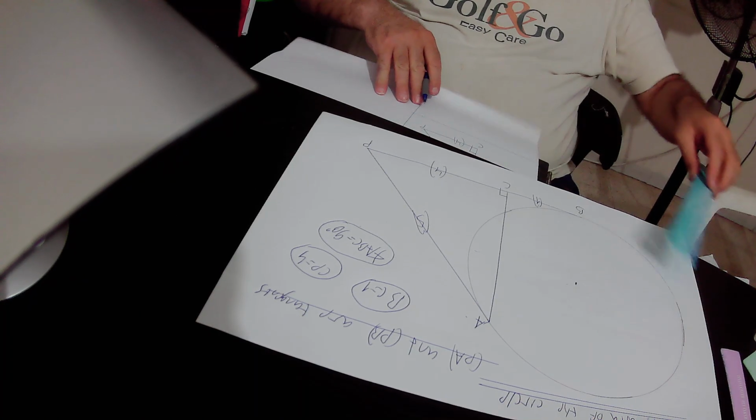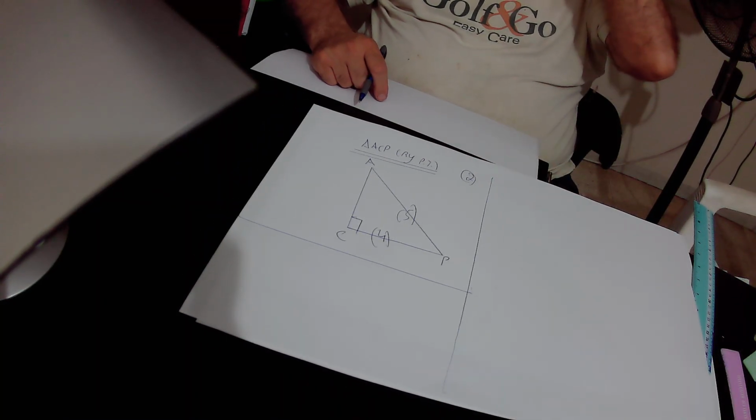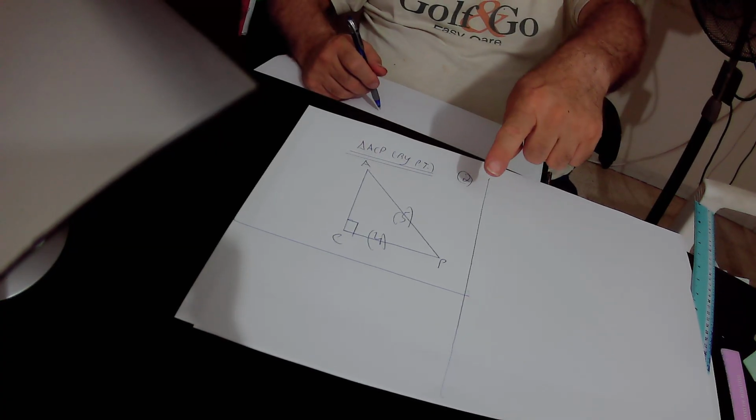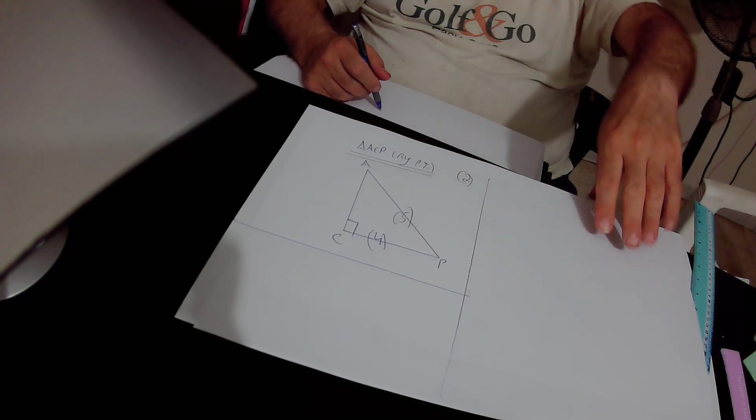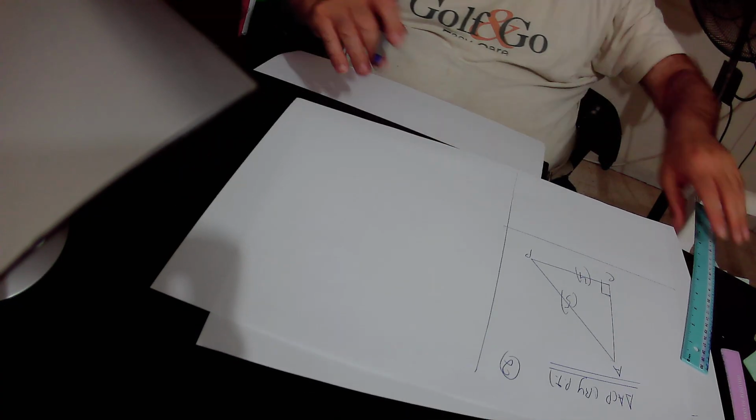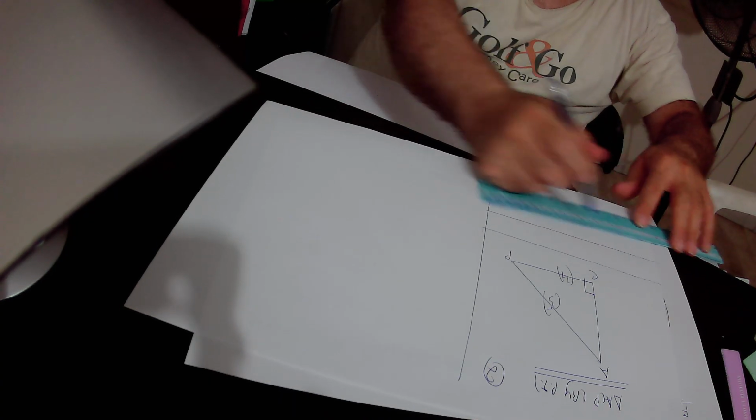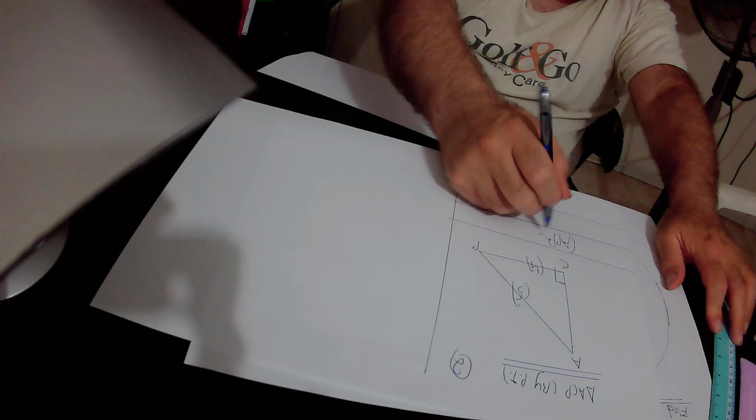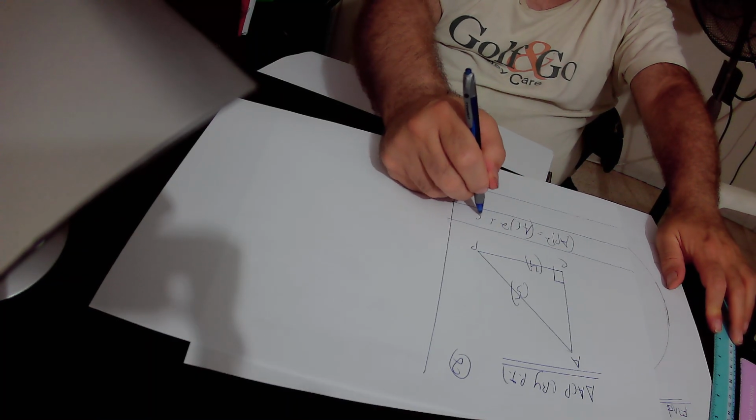So actually, this is the right triangle ACP according to the original drawing. According to the Pythagoras theorem, in this right triangle ACP, AP squared, that is the square of the hypotenuse, equals AC squared plus CP squared. So I'll write it down.